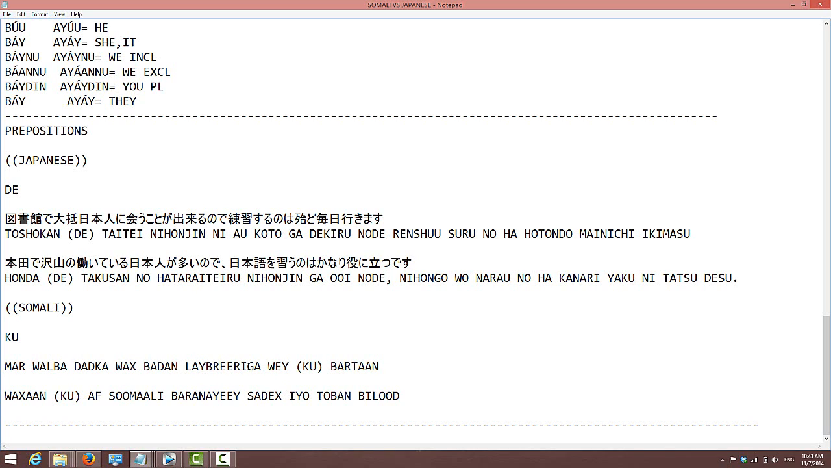Library is library, but the guy is making it the, turning it into definite. Librariga, way ku baratan. The way here is focusing on the people, right? That's the focus, focusing on the people. So, wah baran library got way ku baratan.